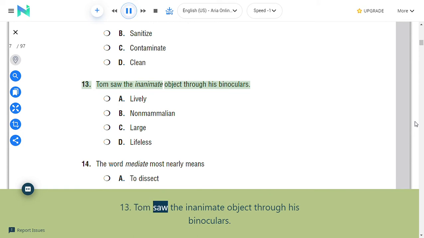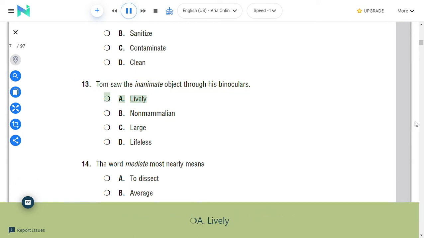13. Tom saw the inanimate object through his binoculars. A. Lively. B. Non-mammalian. C. Large. D. Lifeless.